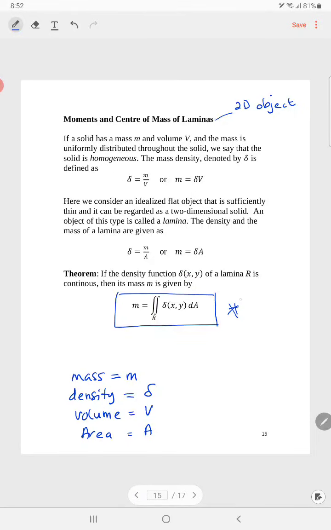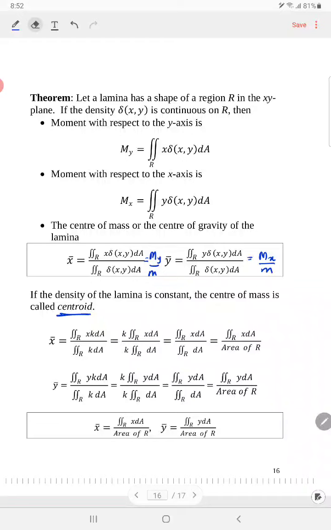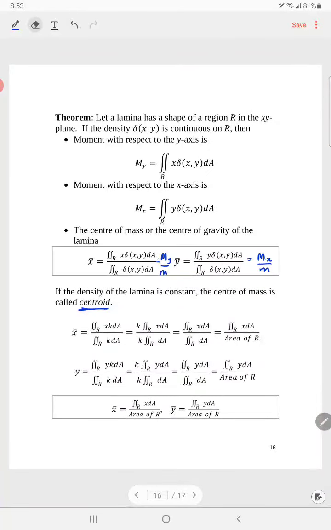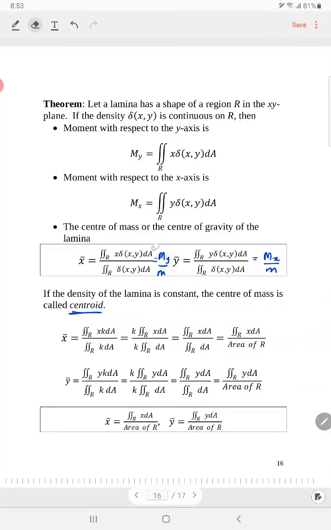Okay, what is the centroid? If the density of a lamina is constant, so that density is represented as delta, so delta is density. If the density of the lamina is constant, meaning that it doesn't depend on x and y, it's always the same, a constant, then the center of mass is called the centroid. So centroid is just another name for center of gravity when the density is constant. Okay, so it's still x bar, y bar. Remember this is the formula.